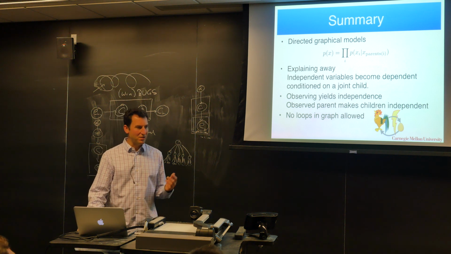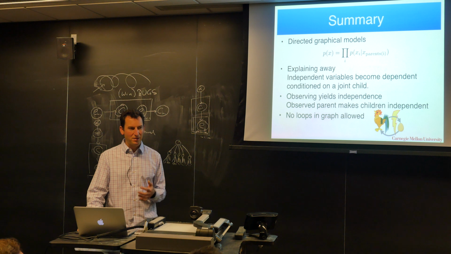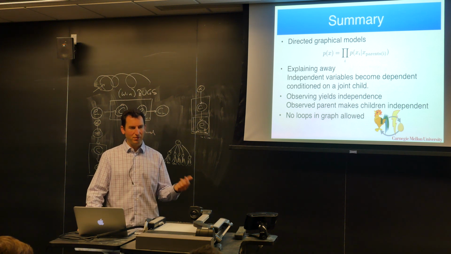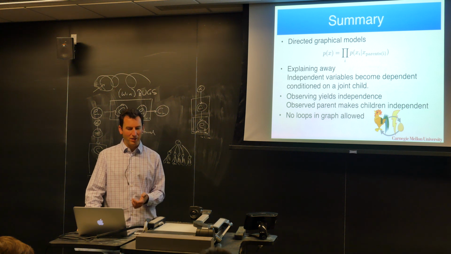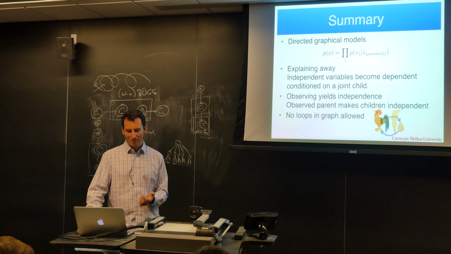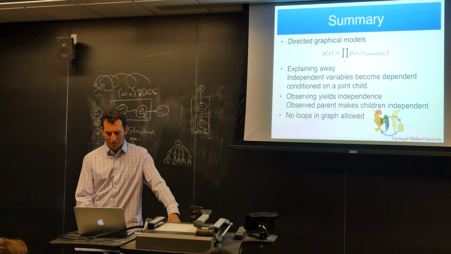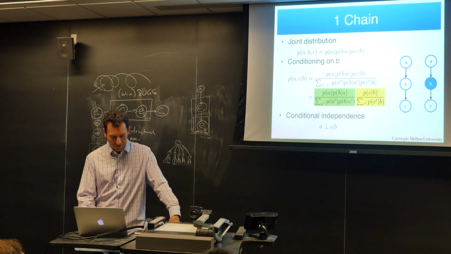What we did so far is we looked at directed graphical models. We saw some examples of explaining away. And we had the curious case where observing a child can make random variables dependent. In the other case, observing the child can make the random variables independent. Or rather, observing the parent. Okay. So now we're going to make this a little bit more structured.